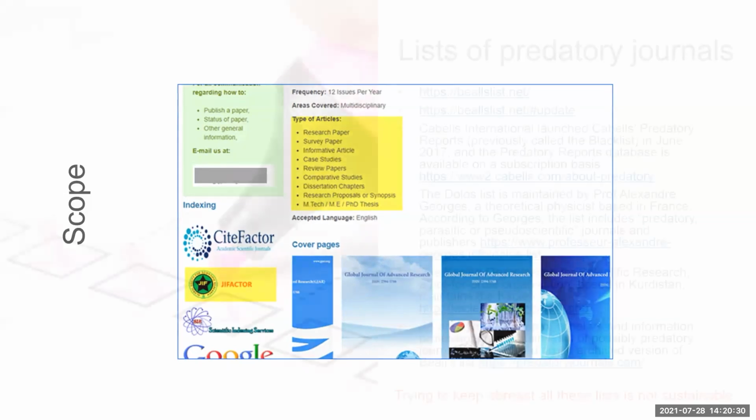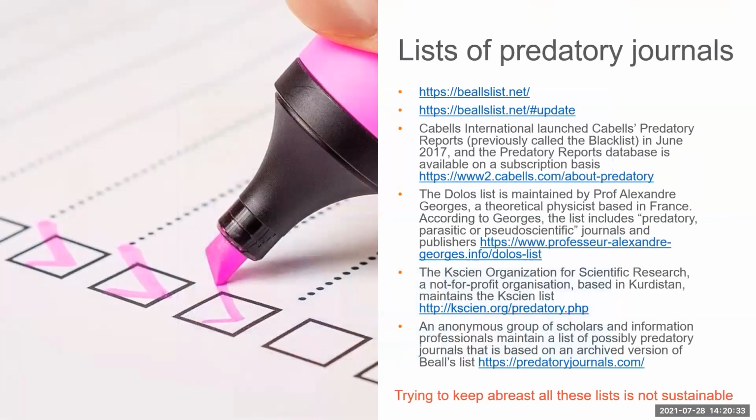So of course now the question is, so what to do? And there are lists of predatory journals. There's Beall's list, which has been archived. Beall is not updating that website, but there are anonymous authors that have started updating another list, or they started the one with the hashtag update.